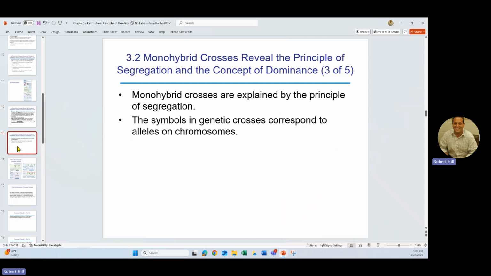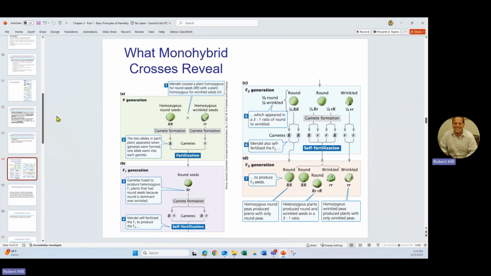Just want to check something. Is this getting into the genotypic ratio? Here goes the genotype. Okay.